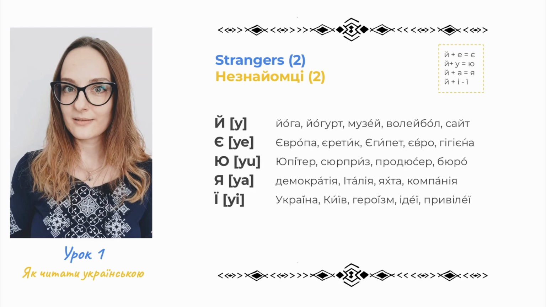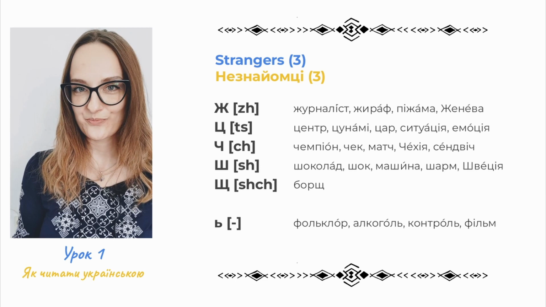Now let's go to the next letters and sounds. The first letter has sound Ж, Ж, Ж.